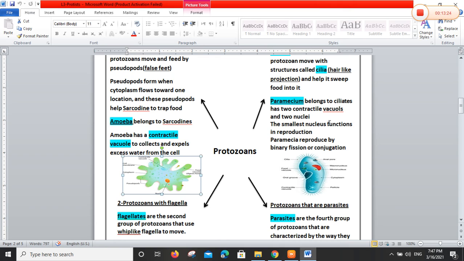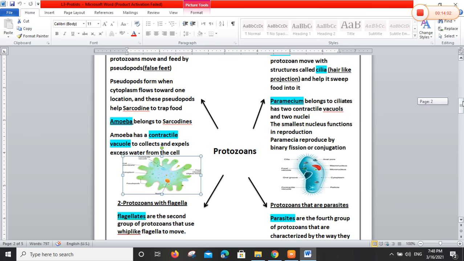The two contractile vacuoles help it to collect excess water and expel it. And the two nuclei: the first nucleus helps it make instructions for the cell, and the second nucleus helps it in reproduction. Paramecia reproduce by binary fission or conjugation, like bacteria. Yes, this is paramecium, a member of the ciliates.